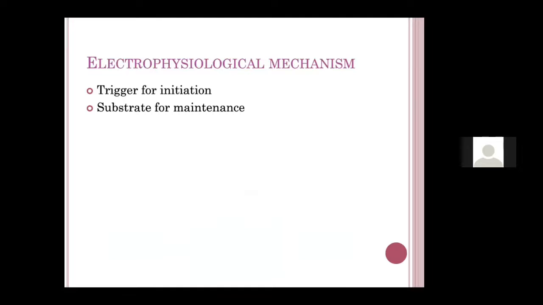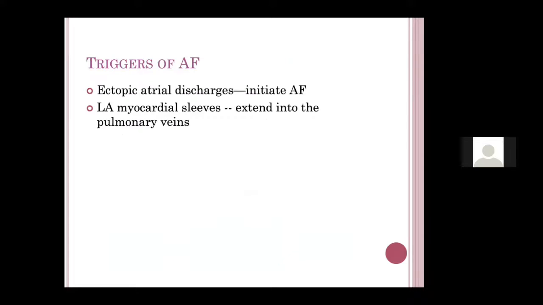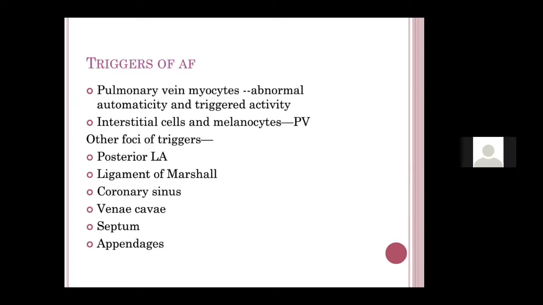Now, there are always two things. There should be a trigger for initiation and there is a substrate for maintenance. These two things are important. So the various triggers which we should know are, one, ectopic atrial discharges, and then there are LA myocardial sleeves. Now let's see all the triggers from where the atrial fibrillation can start.